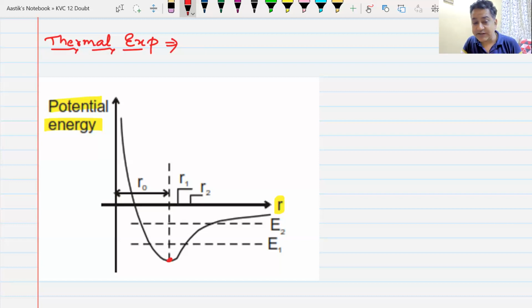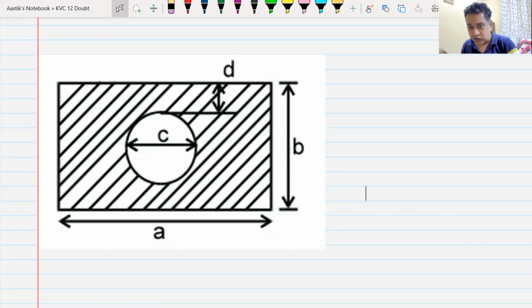Now, this is the first question that comes in thermal expansion. It's from your module only. If you have a sheet of any shape, and you have a hole inside that sheet, what happens if you increase the temperature of this sheet? What happens to the hole? Does the area of the hole increase or decrease? Then they can ask you, for example, if the temperature is increased, what happens to this length A? Does it increase or decrease? Increase. What happens to this breadth B? Does it increase or decrease? Increase.